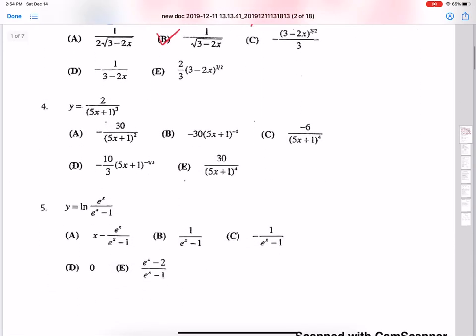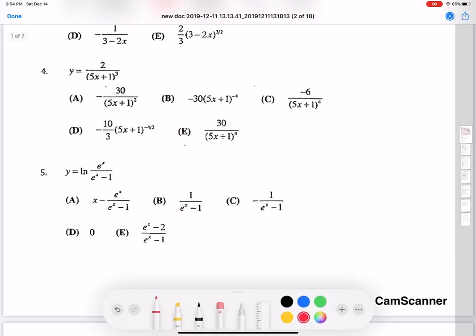Number 4. y equals 2 over 5x plus 1 cubed. I want to change this to 2 times 5x plus 1 to the negative third power, and then find the derivative of that function. So negative 3 times 2 is negative 6, and then 5x plus 1. n is negative 3. So by the power rule, negative 3 minus 1 is negative 4.